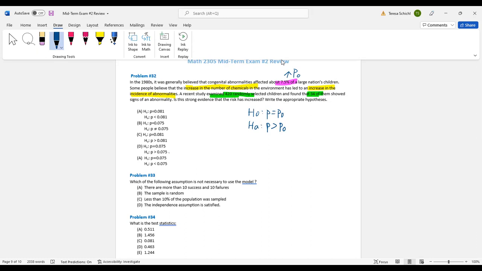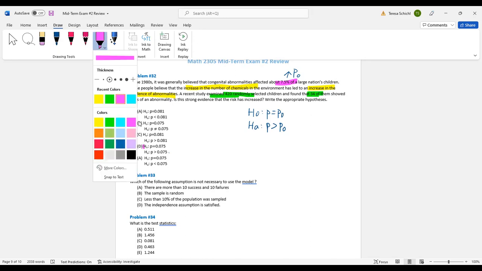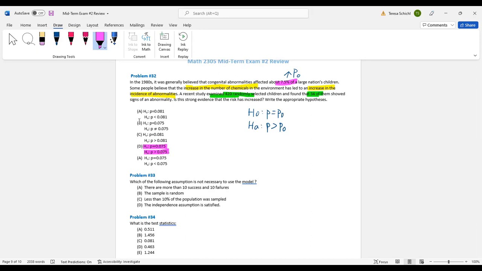So what is the answer here? The answer is part D, right? So it will be my alternative hypothesis, P greater than 0.075.